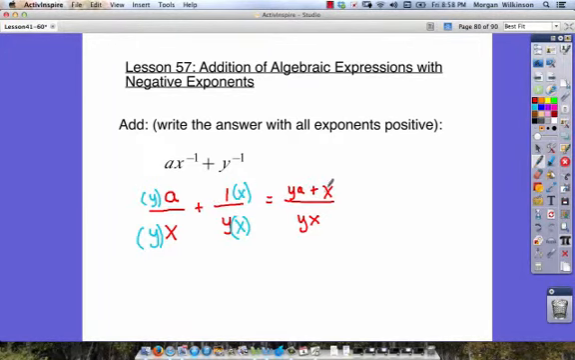We've got to do this addition before we could simplify anything. There are no common factors here, so we can't simplify, so we're all done. Whenever we see a problem like this, we always want to write all the exponents positive. Then we can go ahead and find our least common multiple, rewrite our fractions, and solve. We've got one more example.